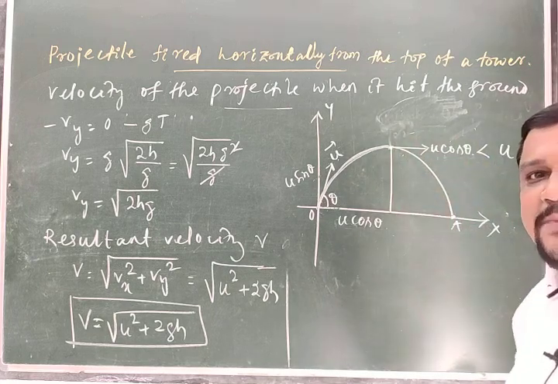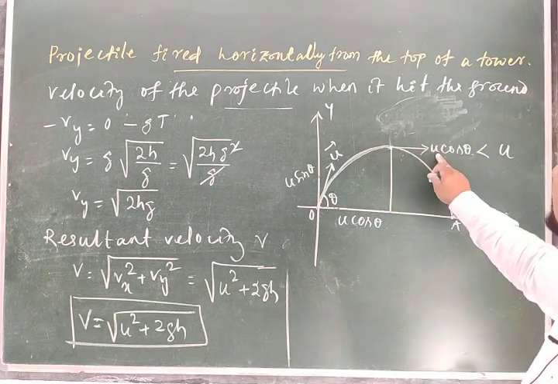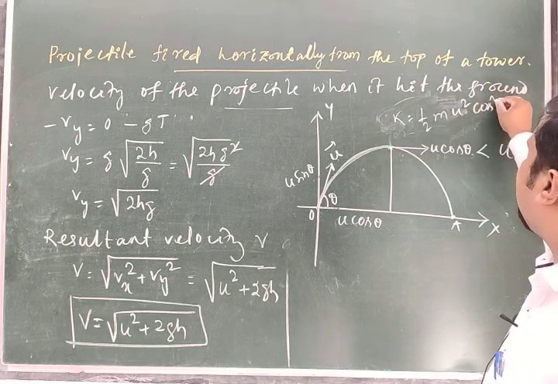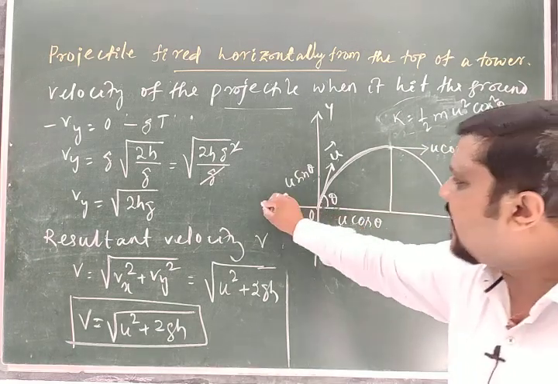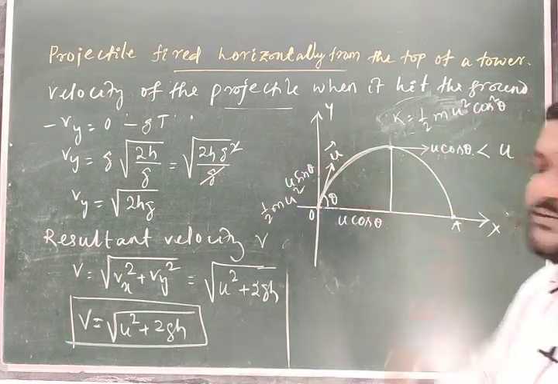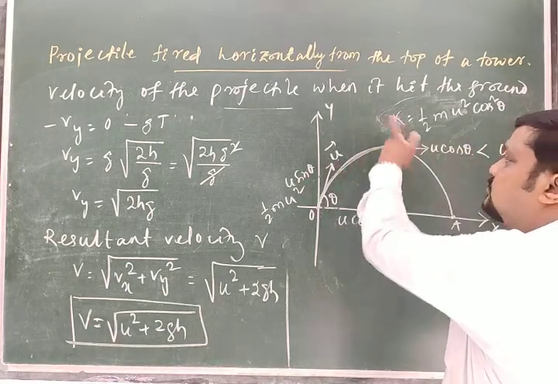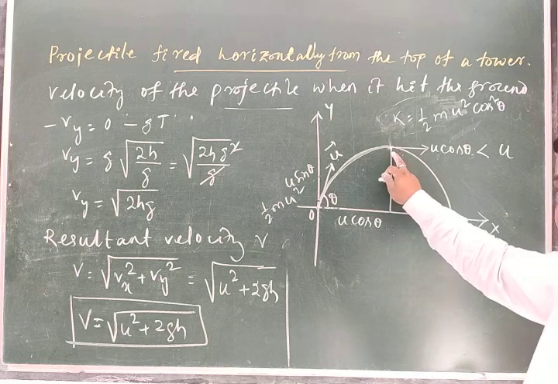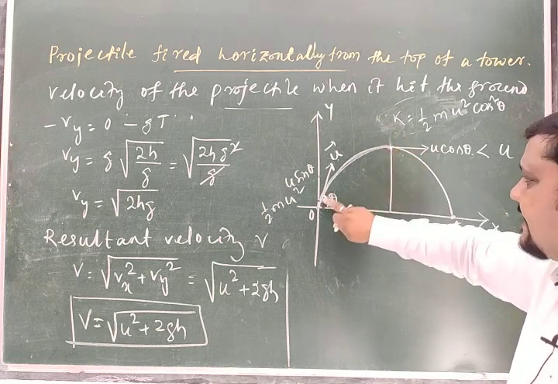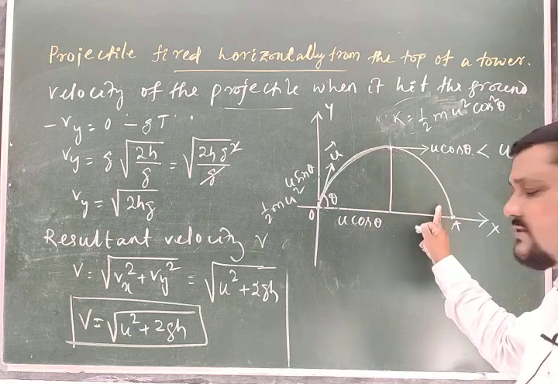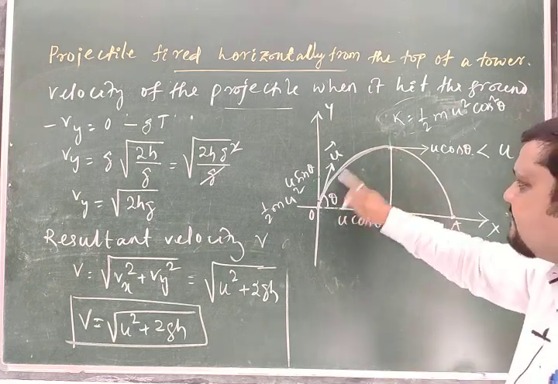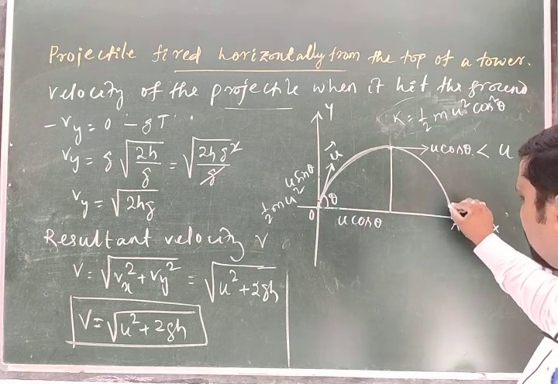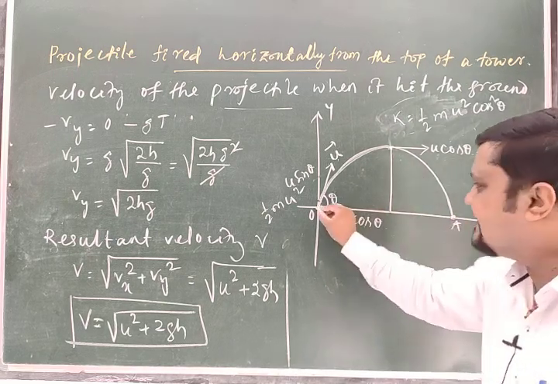So what is the kinetic energy at this point? Half mv square, you can say half m u square cos square theta. What is the kinetic energy at the start? Half m u square. But here only one component, u cos theta, remains, and u sin theta goes to 0, so its kinetic energy also decreases. In the time of ascent the velocity decreases, then in the time of descent the velocity again goes on increasing, until it hits at the same level.